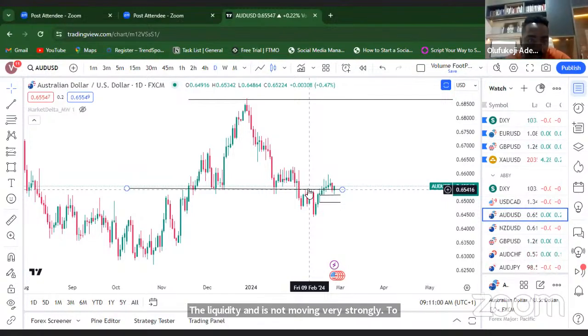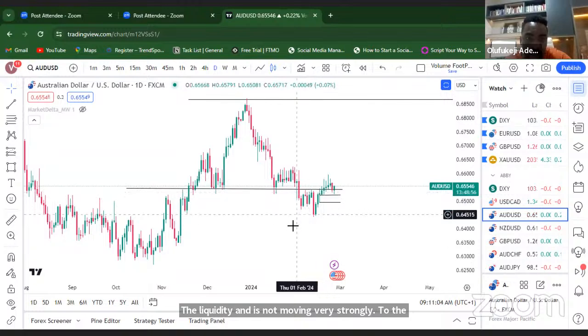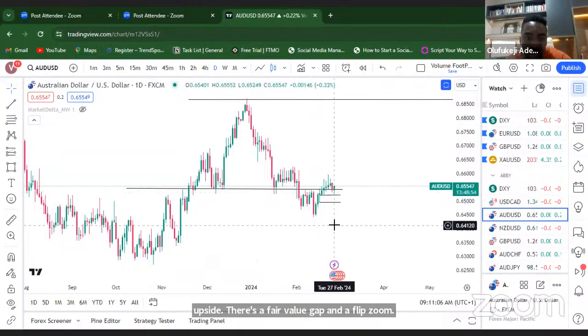There's a fair value gap and a flip zone that will act as some sort of resistance. So AUD USD is looking like it may want to break to the downside.